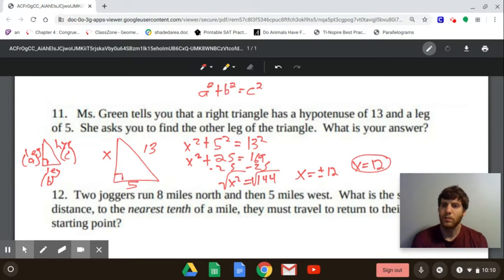Okay. So with a right triangle, you're using the Pythagorean theorem. Your legs are your sides that are next to the right angle, and your hypotenuse is across from the right angle. A and B are going to be your legs, and C is your hypotenuse. So leg squared plus leg squared equals hypotenuse squared.